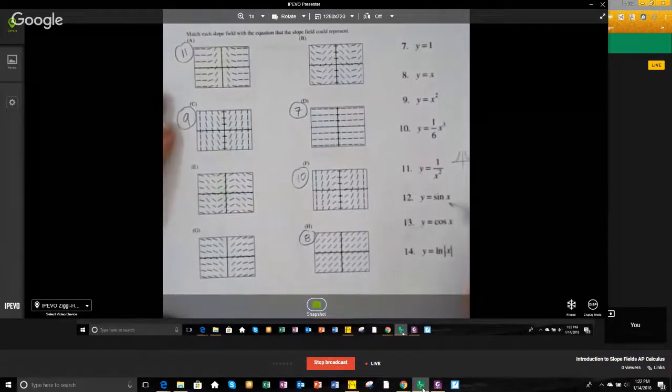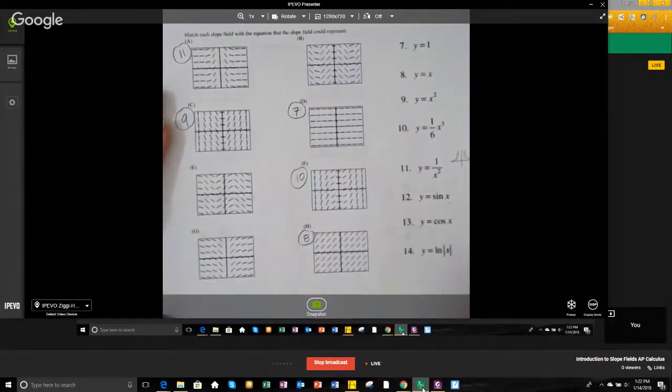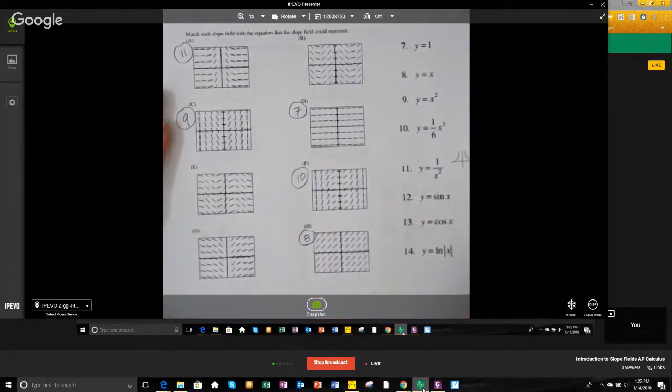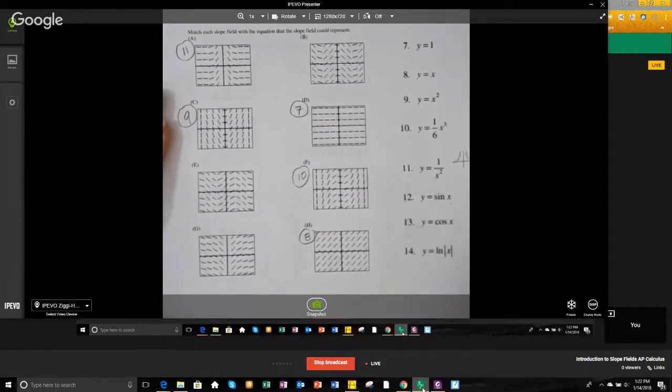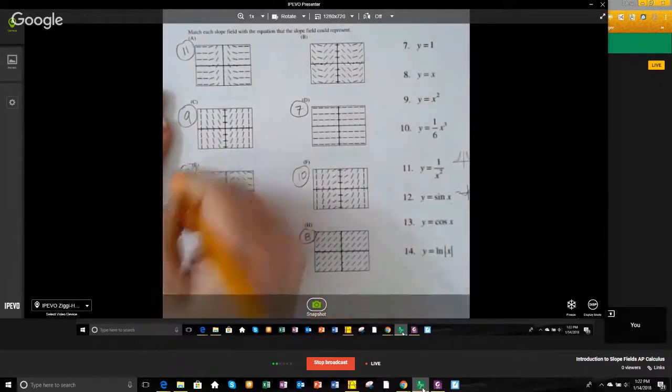Sine x. Do you see sine x somewhere? Imagine the slopes to sine x. And then sine x, remember, looks like this. It passes through the midline and looks like it has a slope of 1 and 0. So I think it's going to be this one. So sine x is 12.